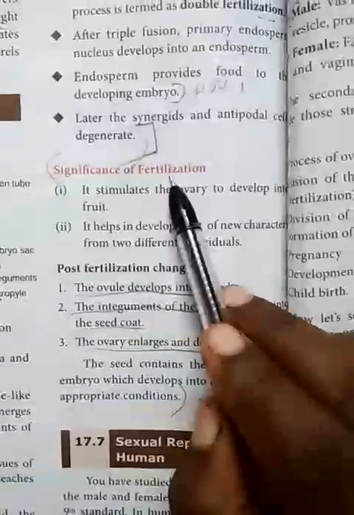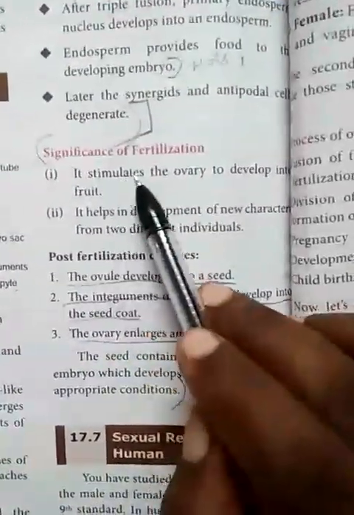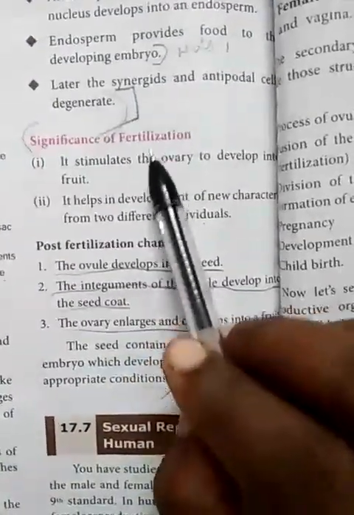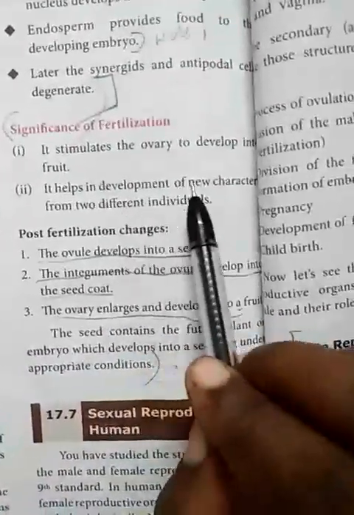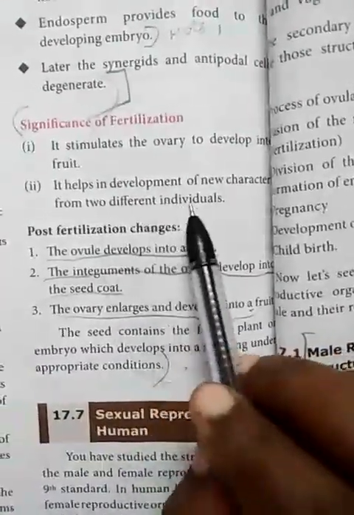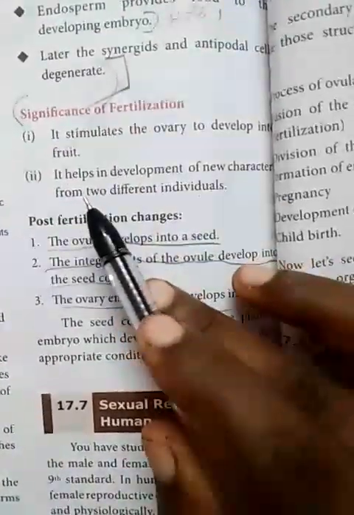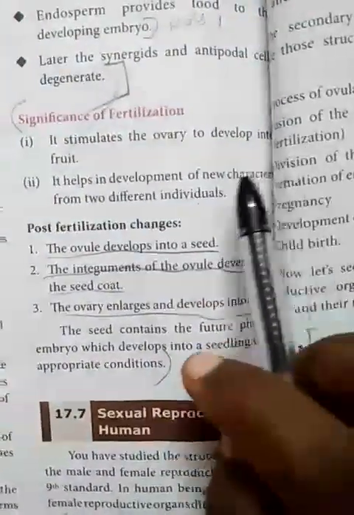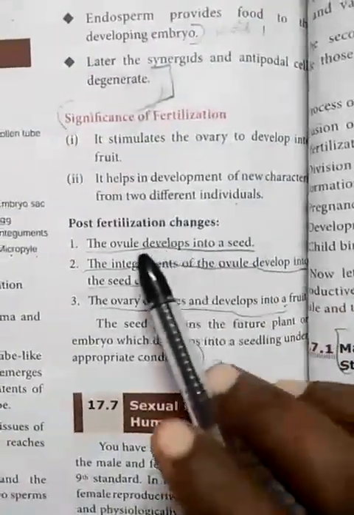Now, the significance of fertilization. What is the need for this fertilization? It stimulates the ovary to develop into the fruit. Once the fertilization is over, only then will fruit formation take place. Next, it helps in the development of new characters from two different individuals. As we have studied, the male gamete is from one plant and the female gamete is from another plant. So two different characters are fused together in this fertilization.